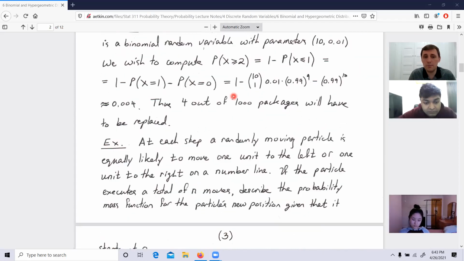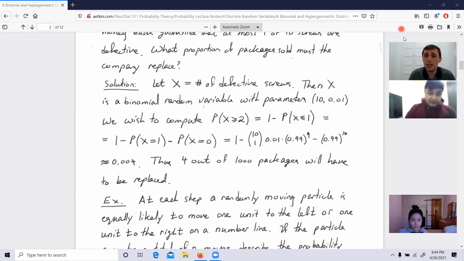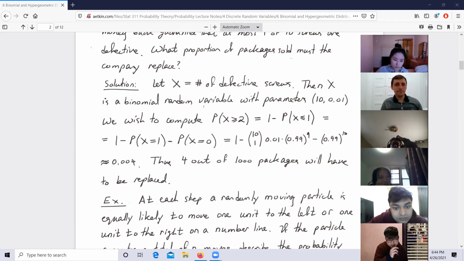All right, this one is maybe a little bit more interesting. At each step, a randomly moving particle is equally likely to move 1 unit to the left or 1 unit to the right on a number line. If the particle executes a total of n moves, describe the probability mass function for the particle's new position given that it starts at 0. Do you understand what I mean, guys? So you have a random particle moving left or right. Random meaning it's equally likely to do that. What is the probability that it will be in whatever position possible? Okay, that's what we are trying to find out.